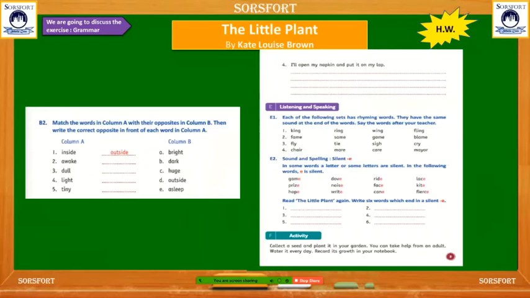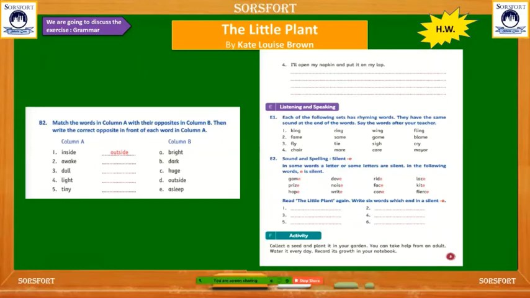In some words, a letter or some letters are silent. In the following words, E is silent, like game. What is the sound of E? A, right? So here we are not pronouncing A. G-A-M-E. So if we pronounce E, then it will be game. But no, we are not pronouncing E. So the pronunciation will be game. G-A-M-E. E is silent here.